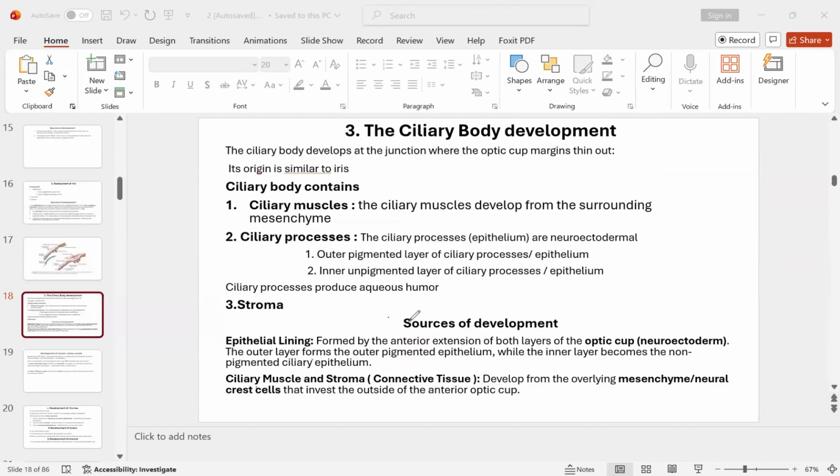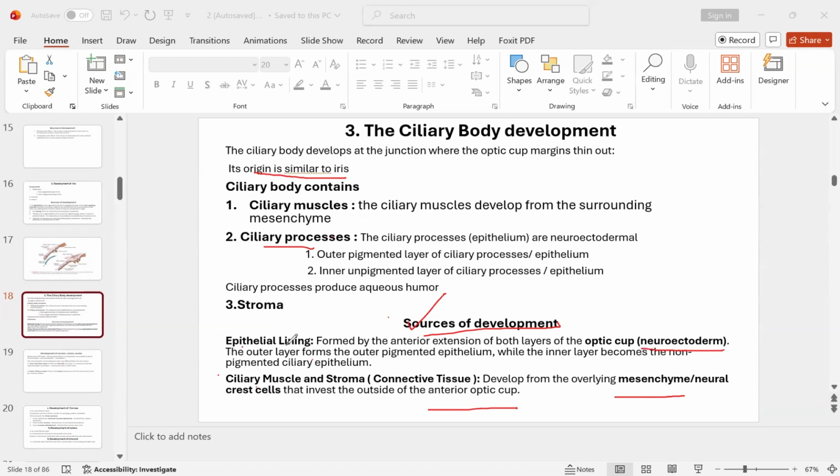So let's now discuss the sources of development for ciliary body. The origin of ciliary body is similar to the iris. The ciliary muscle and the stroma of the ciliary body are derived from the mesenchyme which is present above the anterior optic cup. And the source of development for the ciliary epithelium or the ciliary processes is the neuroectoderm.